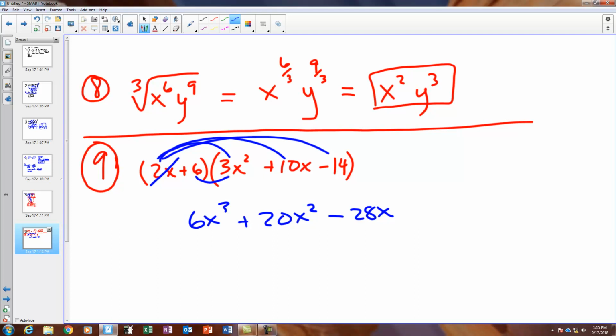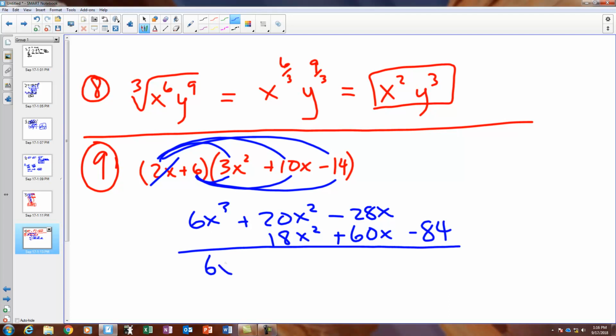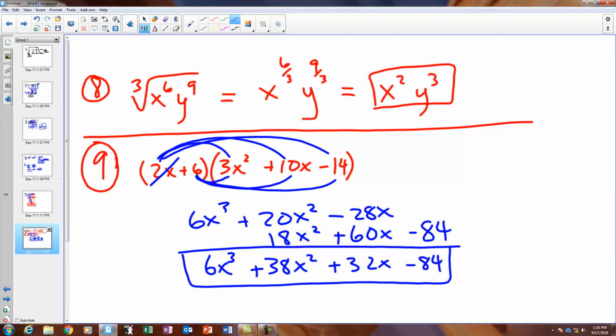Now when I go ahead and do the next layer of distribution, 6 times 3x squared turns out to be 18x squared. I'm writing it underneath the other x squared just to make my life easier to combine my like terms later. 6 times 10x turns out to be a positive 60x, and 6 times negative 14 is negative 84. When I combine all my like terms, I get 6x cubed plus 38x squared plus 32x minus 84. Okay, and so that's number 9.